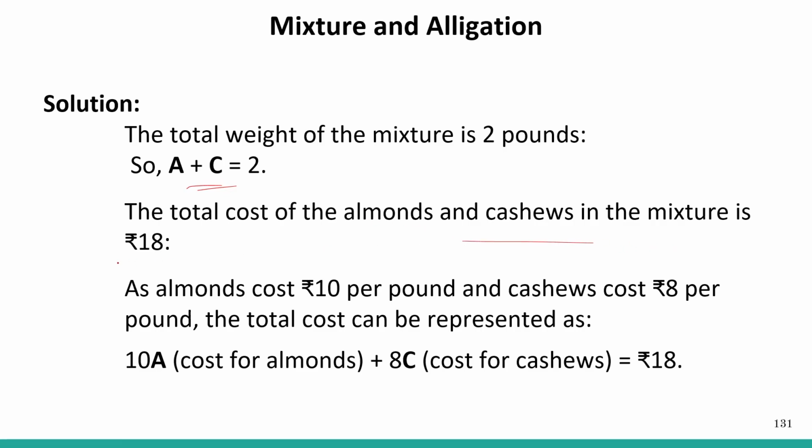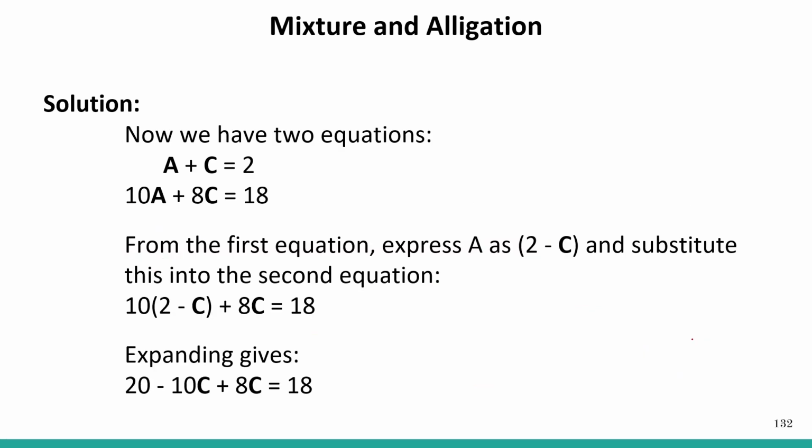So the total cost of almonds and cashews in the mixture is this much, right? Almonds cost 10 rupees per pound and cashews cost 8 per pound, so the total cost can be represented as 10a, that is the cost for almonds, plus 8c, the cost for cashews, which is equal to 18 rupees. So now we have two equations: a plus c is equal to 2, and 10a plus 8c is equal to 18.